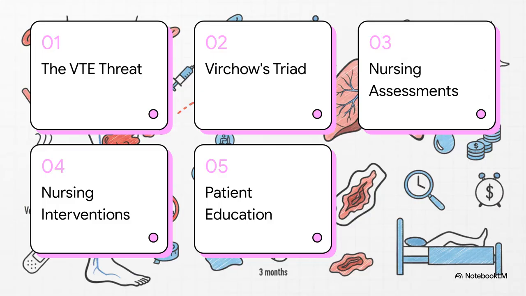So here's our game plan for today. We're going to start with the VTE threat itself. Then we'll get into the why behind it with Virchow's Triad. You gotta know that one. From there, we'll jump into your role as a nurse, what to look for, what to do about it, and finally, what you need to teach your patients. Think of it as your roadmap to mastering this for the NCLEX.